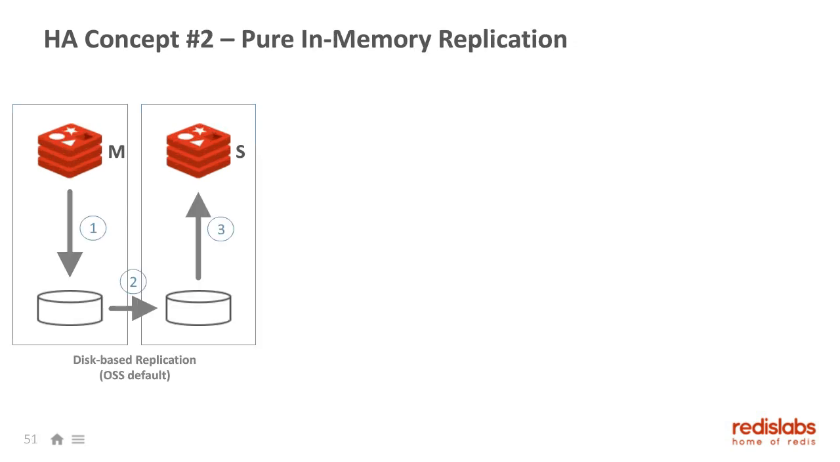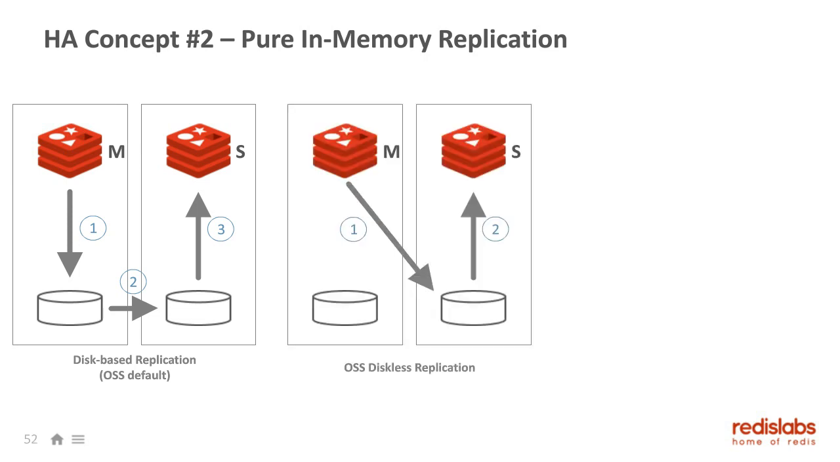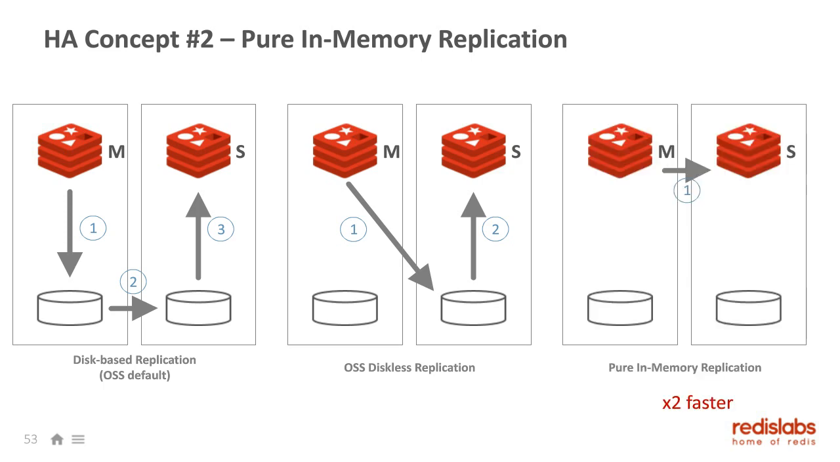The second concept is that we can do pure in-memory replication. In basic open source, the copy from a master to a slave works by taking a snapshot of your database, serializing it to disk, copying this snapshot, and then loading it into memory. You can also do open source diskless replication, where you avoid the first snapshot and snapshot directly to the second machine. Now we've updated Redis to do pure in-memory replication, which is up to 2 times faster and is only limited by the network bandwidth between those machines. So we're no longer doing this snapshotting.